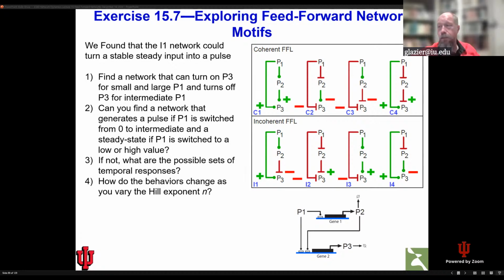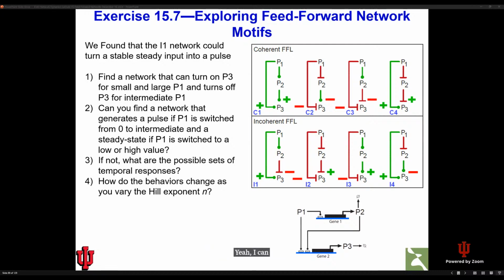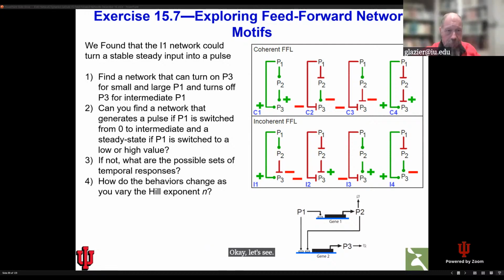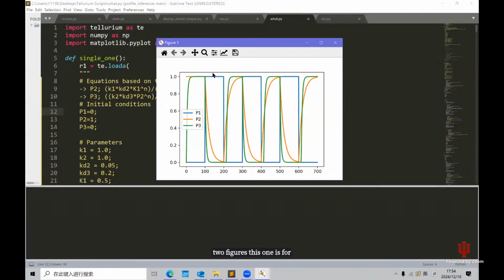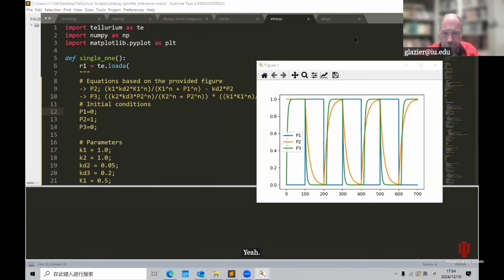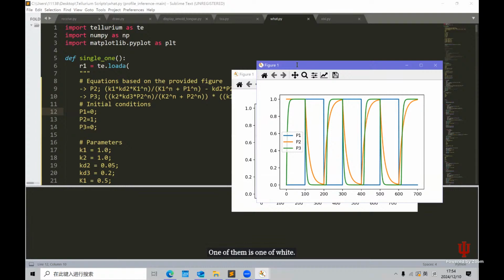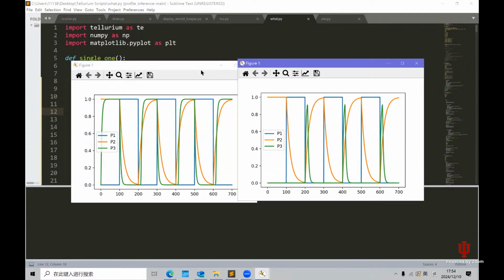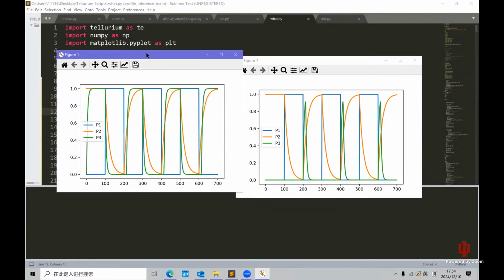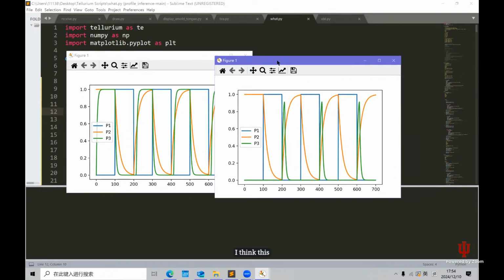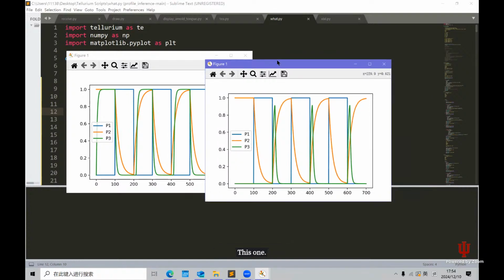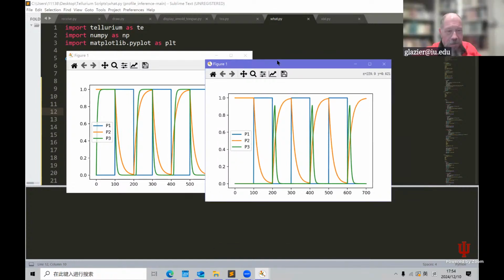Okay, what did you find? Anything interesting? Yeah, I can show you this. Okay, let's see. Two figures. This one is for I2. Wait, which one is for I2? One of them is for I2. I think this one is for I2. This one. So let's see, which one?